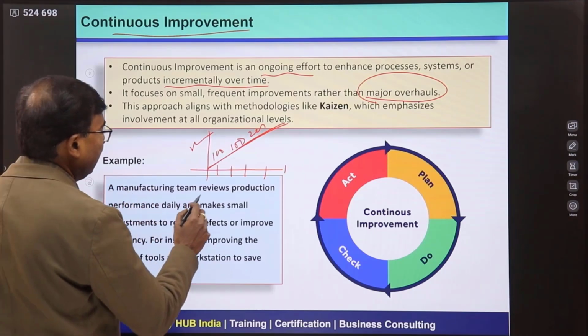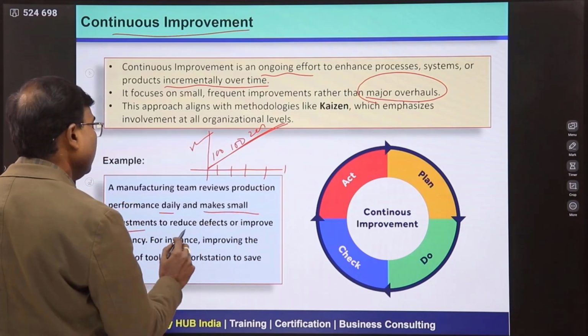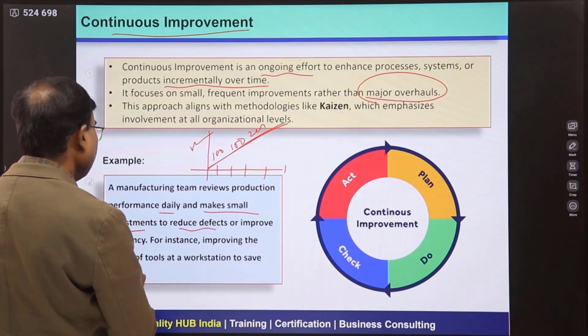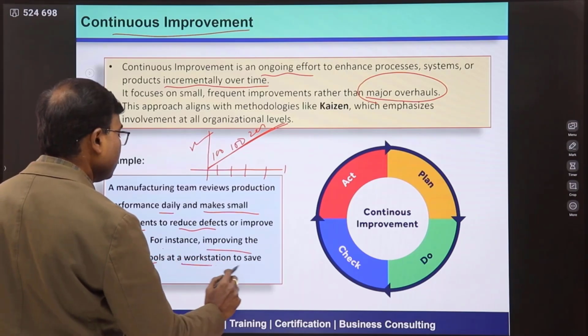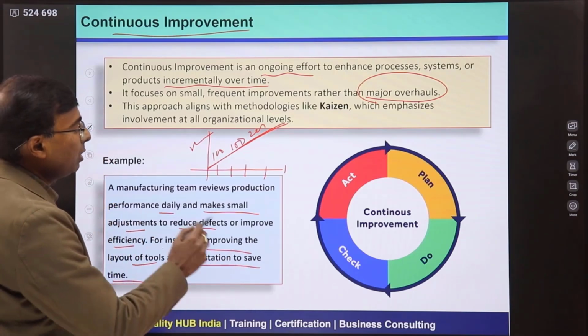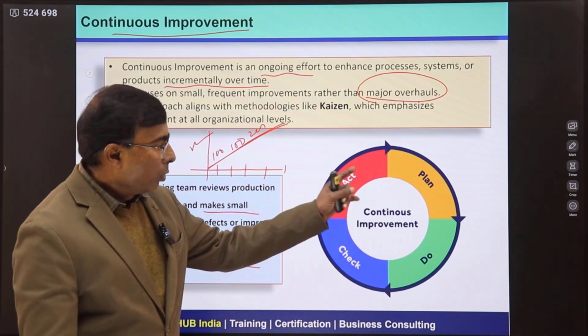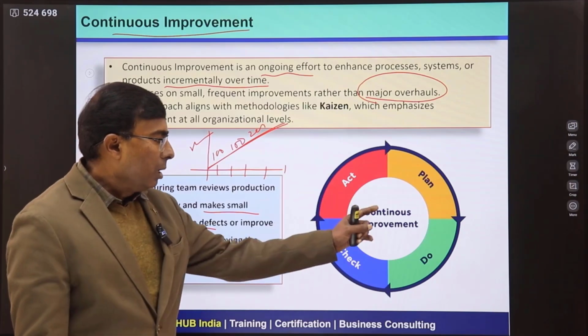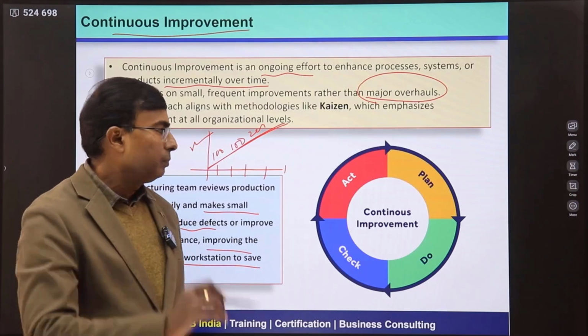A manufacturing team reviews production performance daily and makes small adjustments to reduce defects or improve efficiency. For instance, improving the layout of tools at a workstation to save time. Now this has been done on a recurring basis, maybe using the PDCA cycle. We all know the PDCA cycle, which is plan, do, check and act. This cycle is also called the Deming cycle.